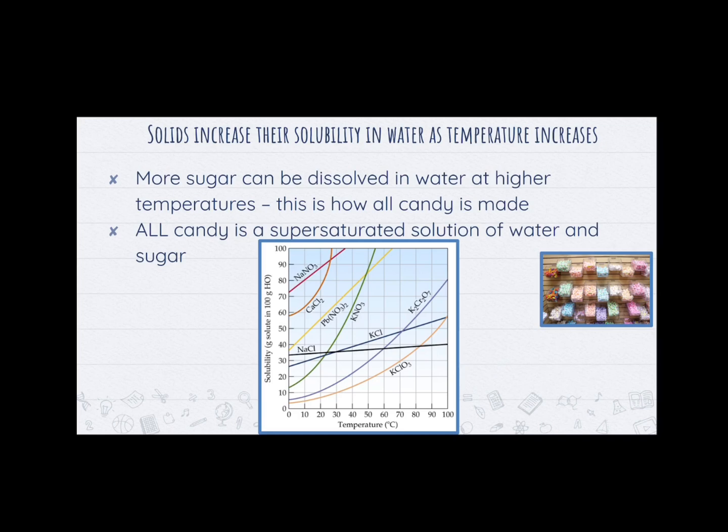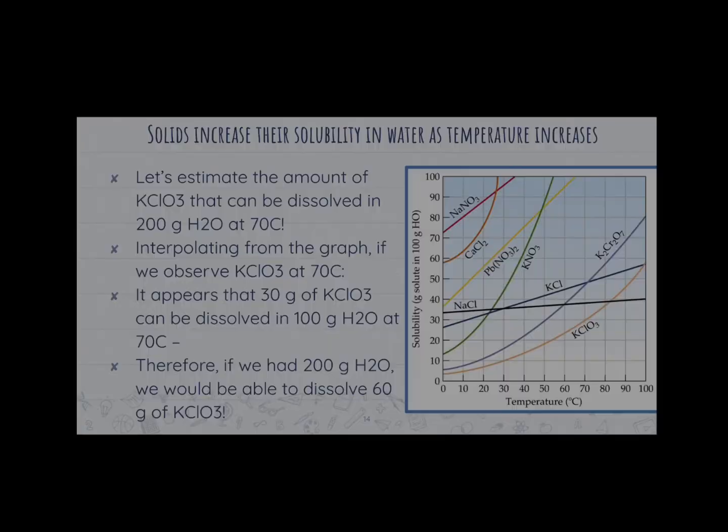Solids increase their solubility in water as temperature increases. So more sugar can be dissolved in water at higher temperatures. If you think about this in the lab, if you're boiling water, the sugar is going to dissolve way faster. This is how candy is made. We can make it super saturated by adding lots and lots of sugar at high temperatures. All candy is a supersaturated solution of water and sugar.